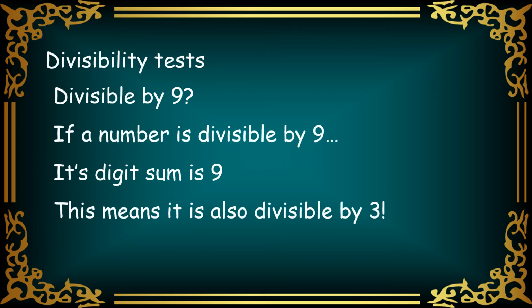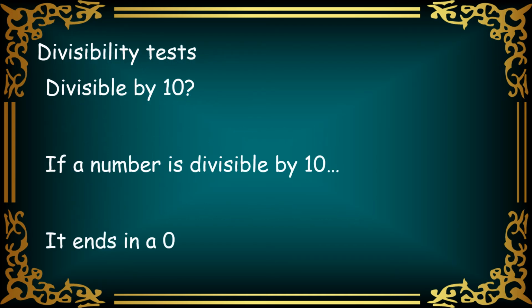Let us see this. If a number is divisible by 9, its digit sum is 9. This means it is also divisible by 3. ओके, जैसे कि हम लोगों ने पढ़े थे 3 के डिविजिबिलिटी टेस्ट के अंदर भी यही था. We added the numbers, and if the single digit number that you got comes in 3's time table, that means it is divisible by 3. So अगर ये 9 का होगा तो ये भी 3 से डिवाइड हो जाएगा, है ना. So these two go hand in hand.